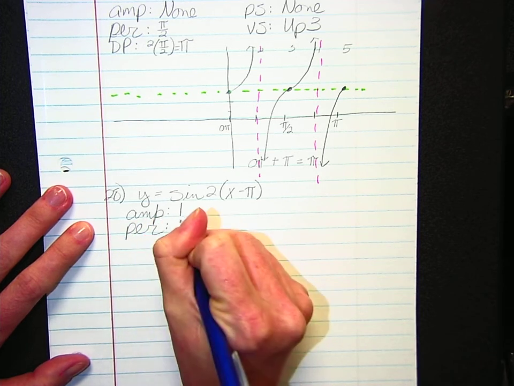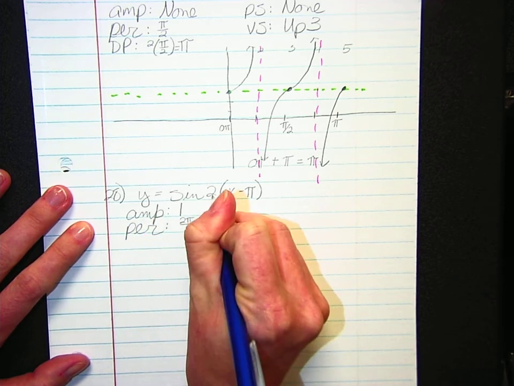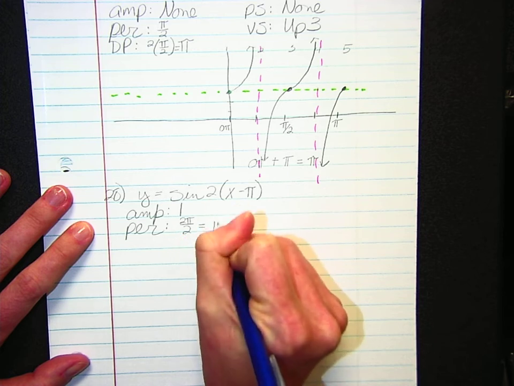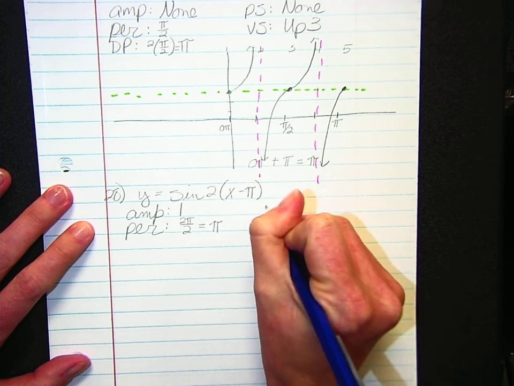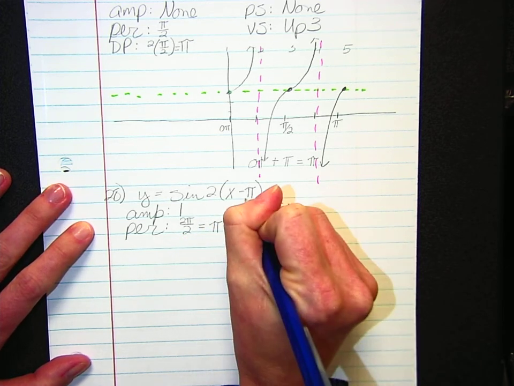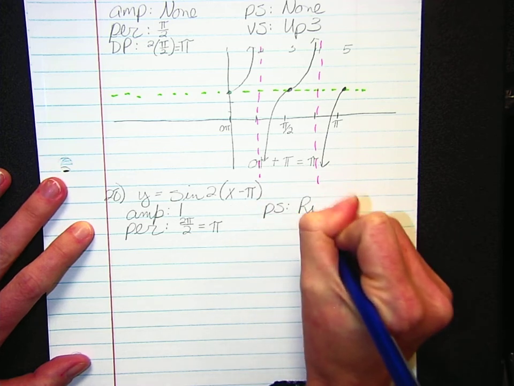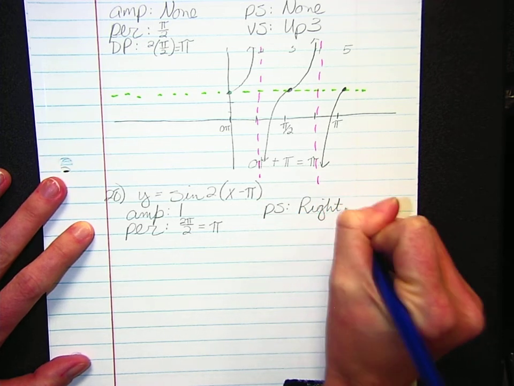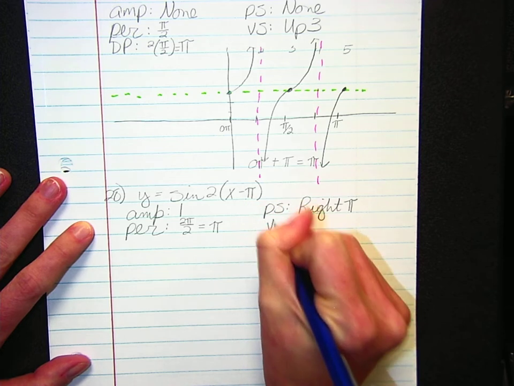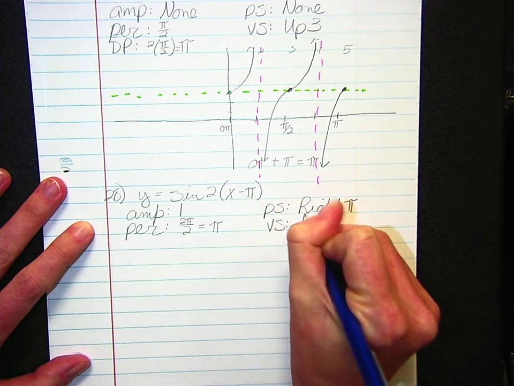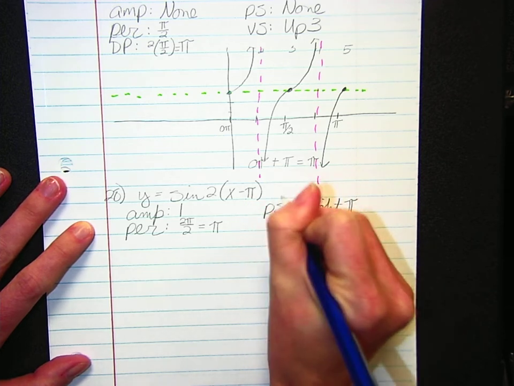With the period, I'm going to do 2 pi over b. b is 2 on this one, so I've got a period of pi. I do have a phase shift because it's subtracting pi on the inside. That's going to go opposite from the direction you would think, so that'll be right pi. And then I do not have a vertical shift because I don't have a number being added or subtracted to the outside out here.